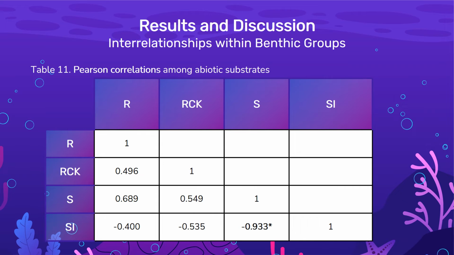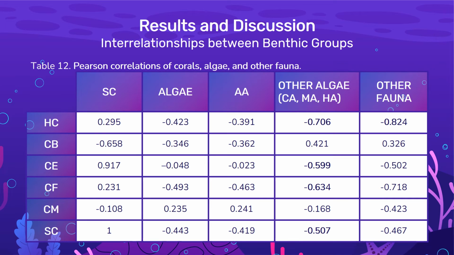A strong negative relationship exists between sand and silt with an R value of negative 0.933. At the same time, a weak negative correlation was observed between rubbles, rocks, and silt, while rubbles, rocks, and sand showed a weak positive correlation with each other. This table shows the relationship between various hard coral forms with other biotas such as algae and other fauna.